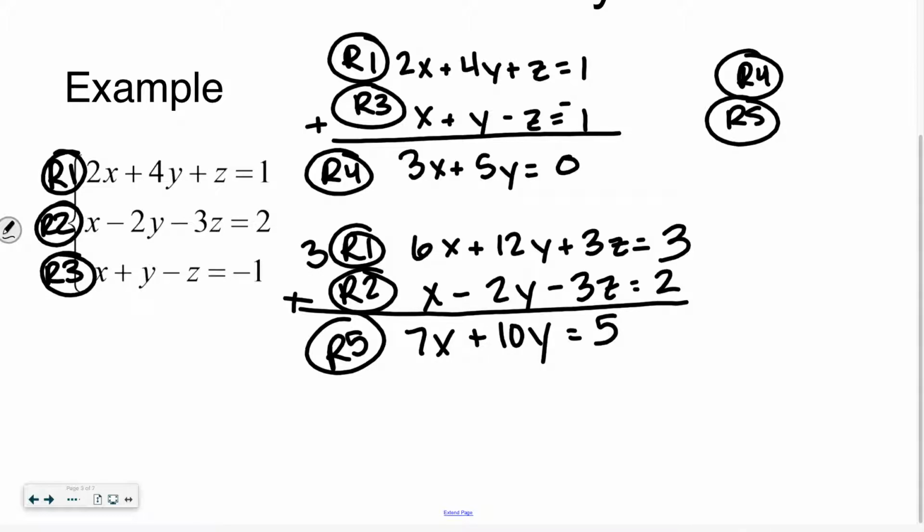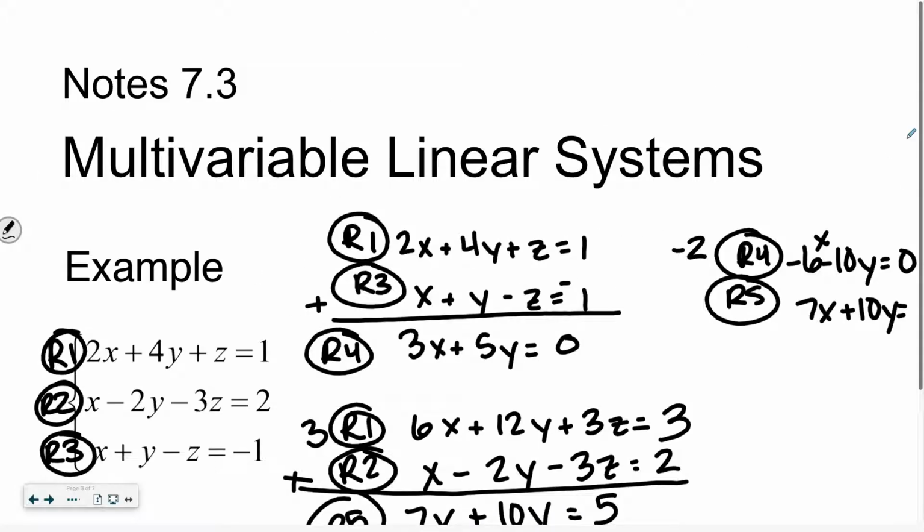When I look at those two, what variable do you want to eliminate? Y. I will have to multiply row 4 by negative 2. So that's going to be negative 6x minus 10y equals 0, and 7x plus 10y equals 5. Oops. Sorry, I'm squeezing it in over there.